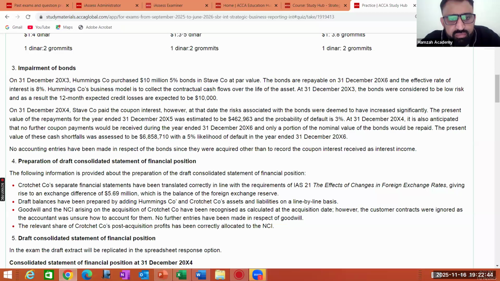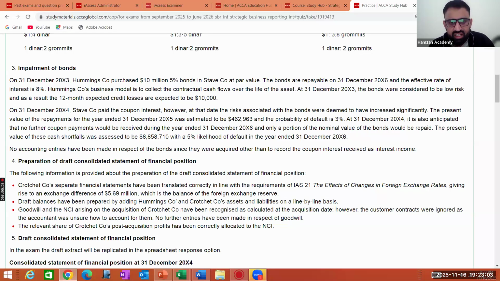No accounting entry has been made in respect of the bond since it was acquired, other than to record the coupon interest received as interest income. Thus, the coupon received is recorded as interest income.